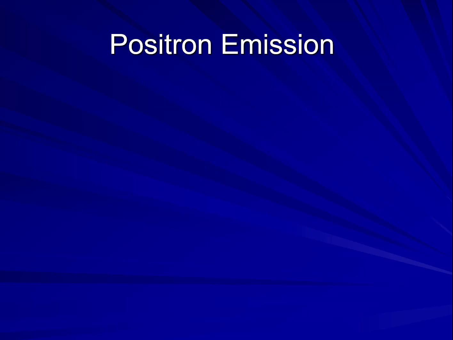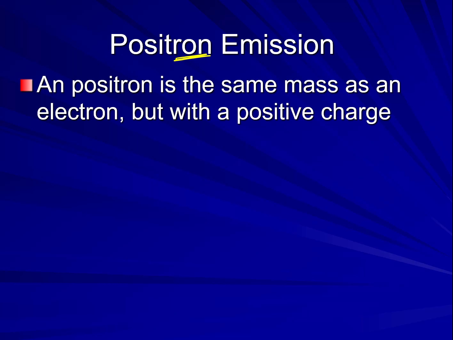Okay. Positron emission. Okay, it ends in ON or TRON, like electron and neutron. So it's talking about a particle. Okay, and what do you think the name gives you a clue about what its charge is? Positive. Okay, so a positron is the same mass as an electron, but with a positive charge.